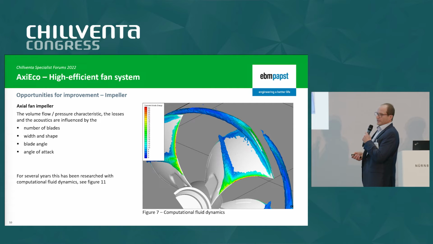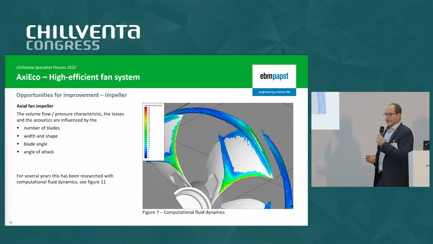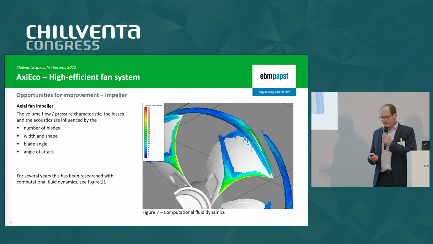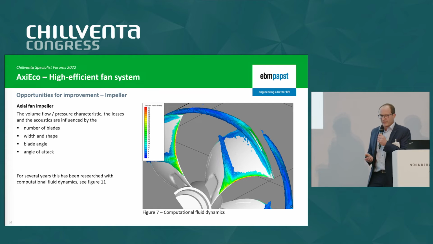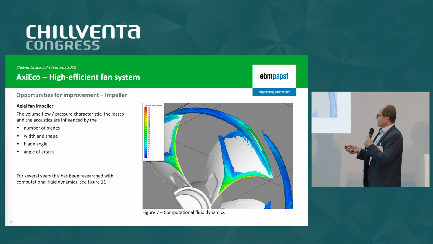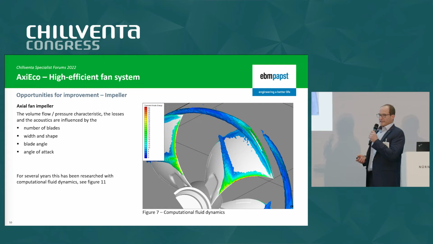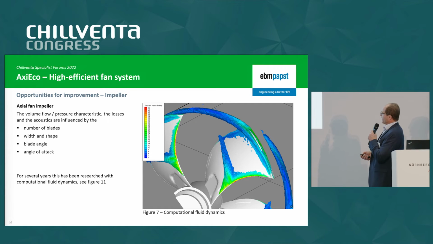Typically the flow, the pressure characteristic, and the losses, and also the acoustics are mainly influenced by the number of blades of an axial fan, by the width and the shape of the blade, whether it has a certain profile or something. The blade angle has an influence on these values, and also the angle of attack, as I've explained before. And on this picture, you see a computational fluid dynamics, so-called CFD simulation, which we have been doing for a couple of years already.